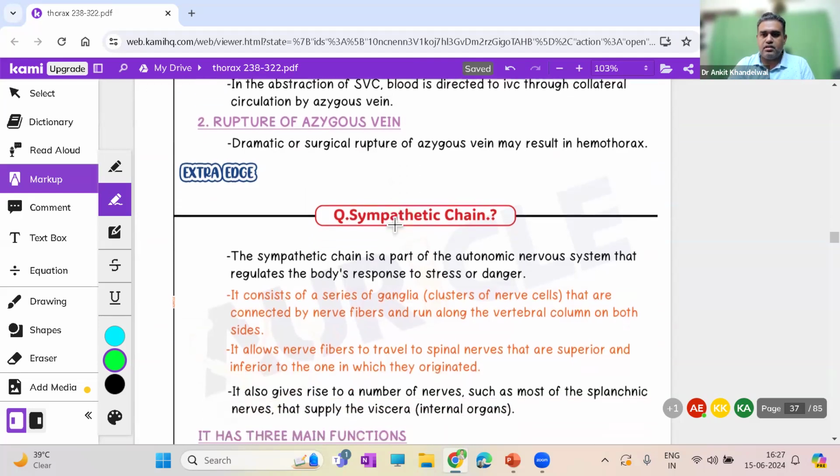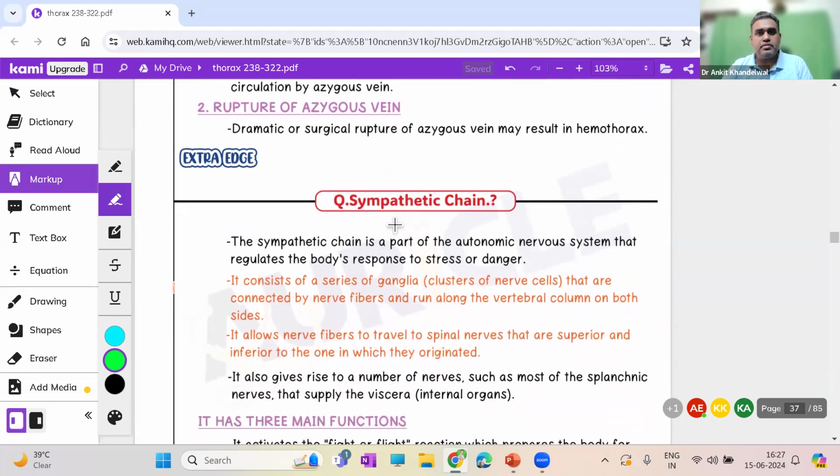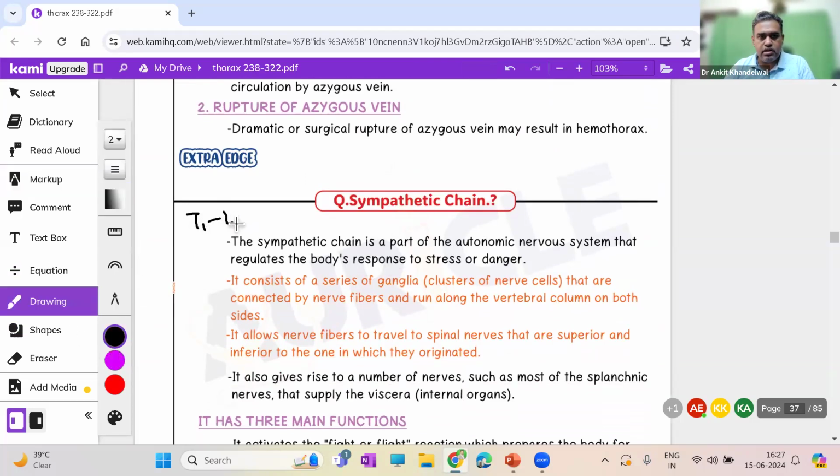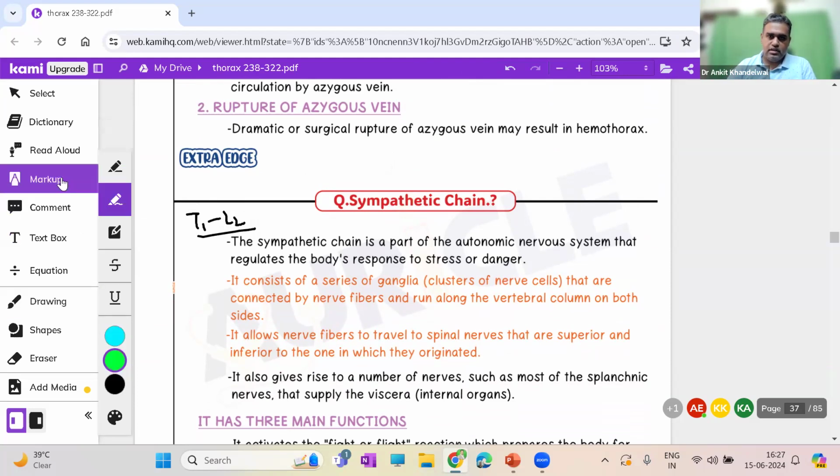Lastly, over here, we have what is known as the sympathetic chain. Okay, we have the sympathetic chain over here. Sympathetic chain, as I discussed earlier on, the sympathetic outflow is from T1 to L2. So let's quickly go through it. It's a part of the autonomic system that we all know functions in the body's response to stress or danger.